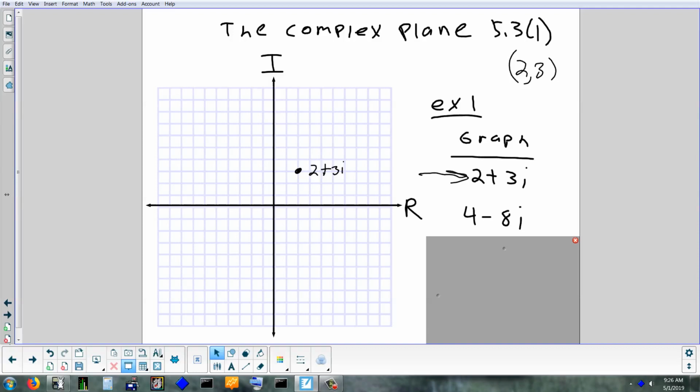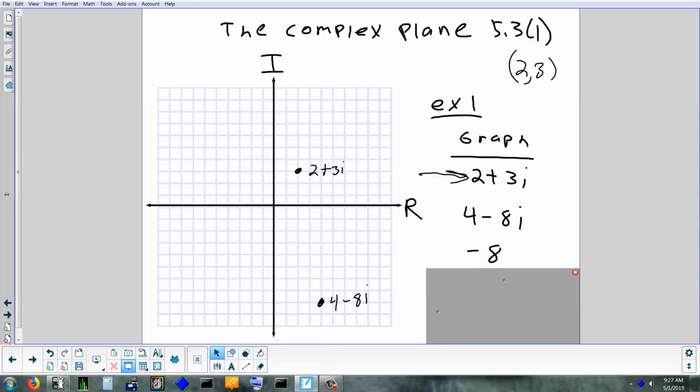Starting from the origin, Jose, could you tell me which way I go to graph that point? Go to the right first. Yep, and how many to the right are you going to go? 4. Yep, we're going to go right 4. And then you go down 8. We go down because the imaginary axis is vertical, and that's a negative number. So right 4, down 8. 1, 2, 3, 4, 5, 6, 7, 8. There you go. And that's 4 minus 8i.